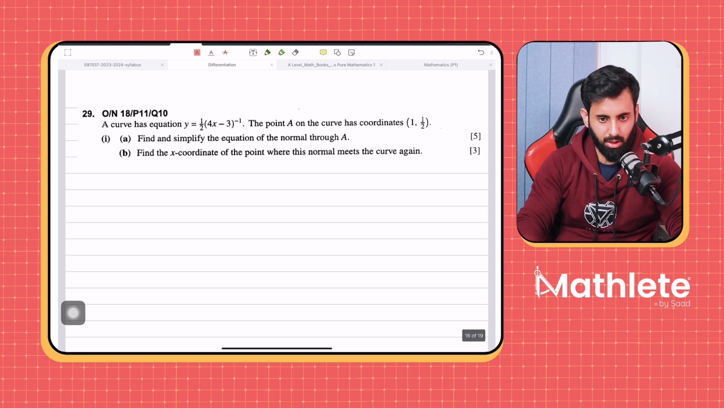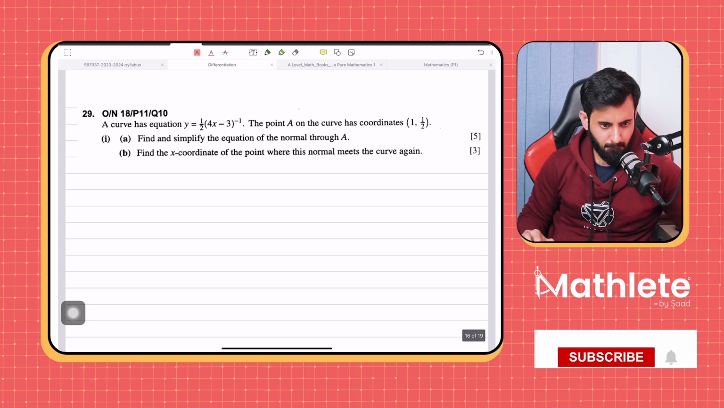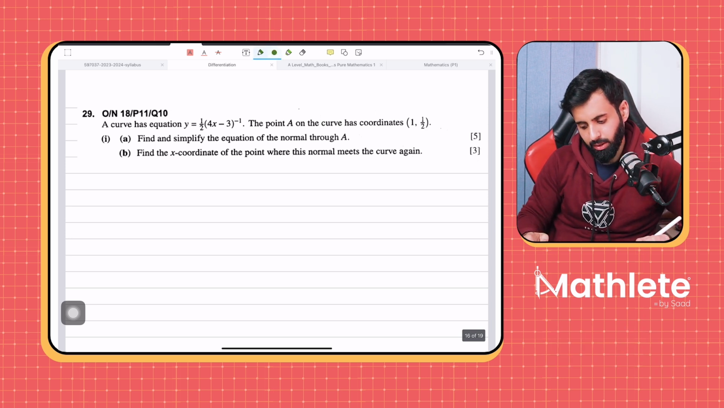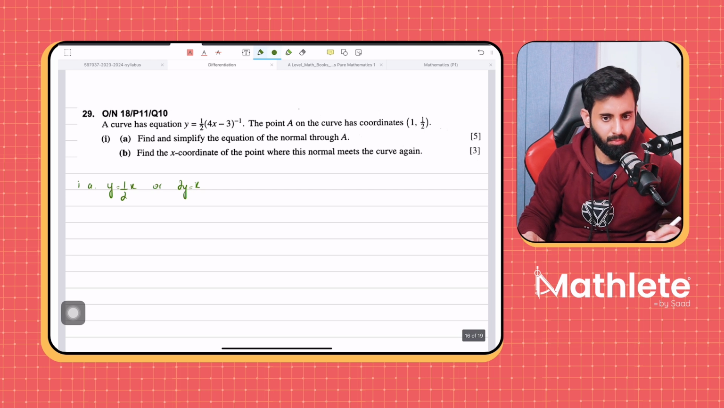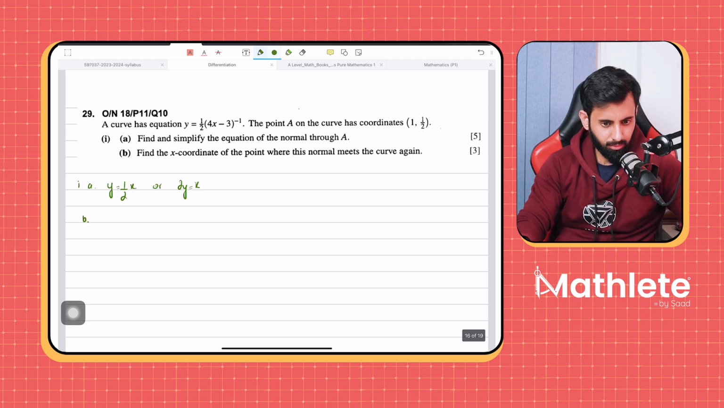Two y minus x. Let me check if that's the correct answer. Two y equals to x, yeah. 2y equals to x or y equals to half x. Yeah, same thing. 2y equals to x, y equals to half x, same thing. Okay, do part B now. Okay, so I'll write down the answer.